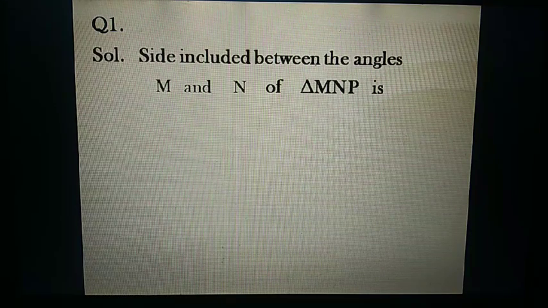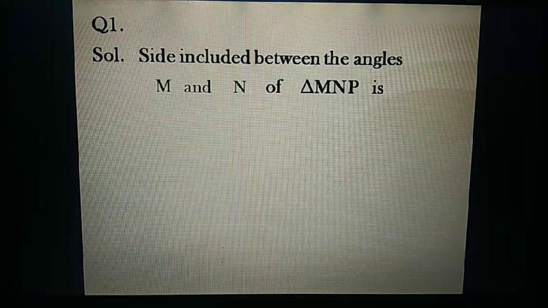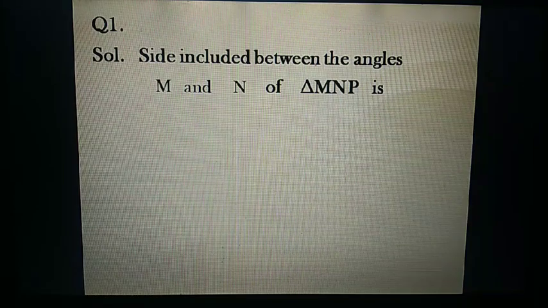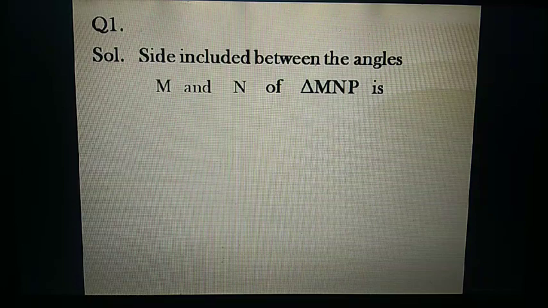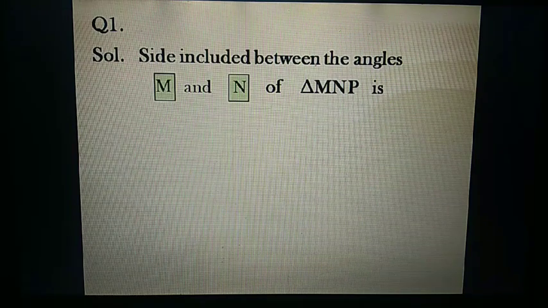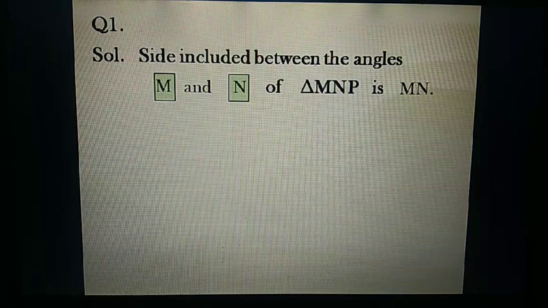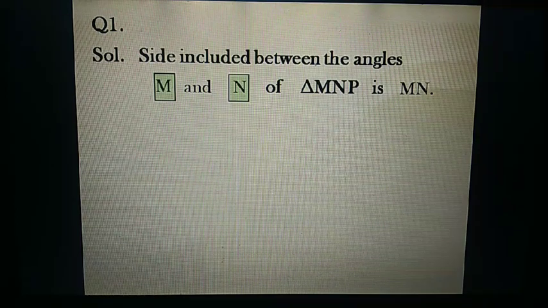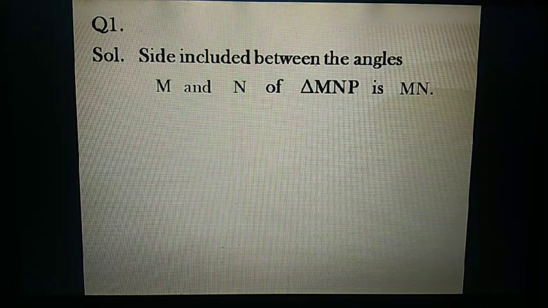Question number 1. What is the side included between the angles M and N of triangle MNP? So we are supposed to find the side included between the angles M and N of triangle MNP. Whenever we are supposed to find the side included between two angles, just use the names of the two angles given to you and you will get the side. So the side which is common between angle M and N is MN. Moving to your next question.